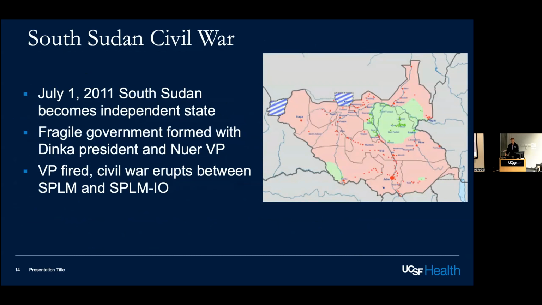So on July 1st, South Sudan becomes an independent state. And that was part of the agreement after that Second Civil War, that South Sudan could govern themselves. But they formed this fragile peace between their government. The president was Dinka and the vice president was Nuer, and that quickly fell apart, and those two sides went into a civil war.